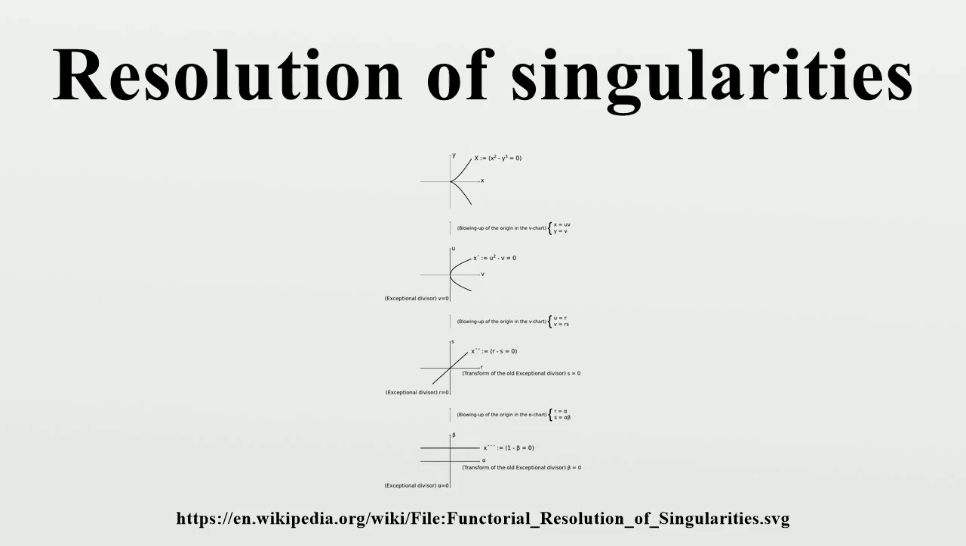Simplified versions of his formidable proof were given by several people, including Bierstone and Milman, Villamayor, Encinas and Villamayor, Encinas and Hauser, Wlodarczyk, and Kollár. Some of the recent proofs are about a tenth of the length of Hironaka's original proof, and are easy enough to give in an introductory graduate course. For an expository account of the theorem, see the references, and for a historical discussion, see the literature.